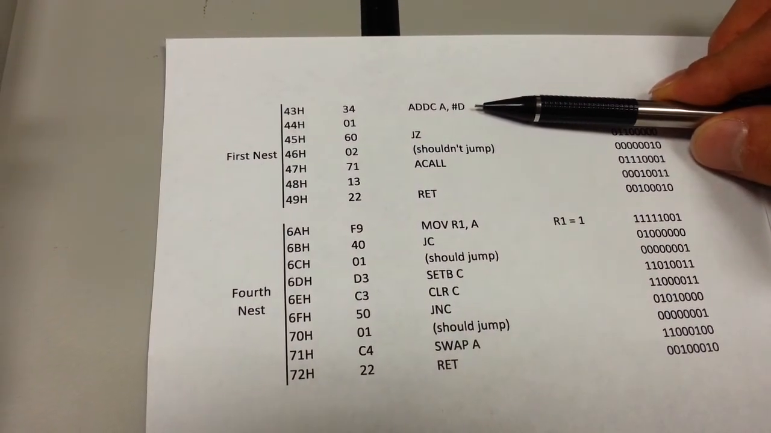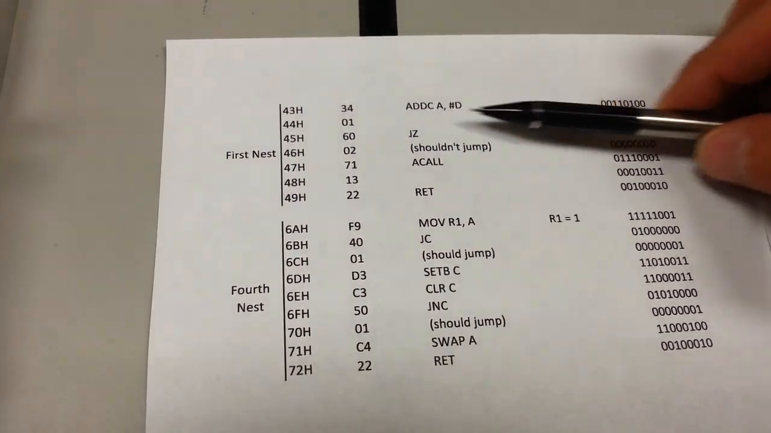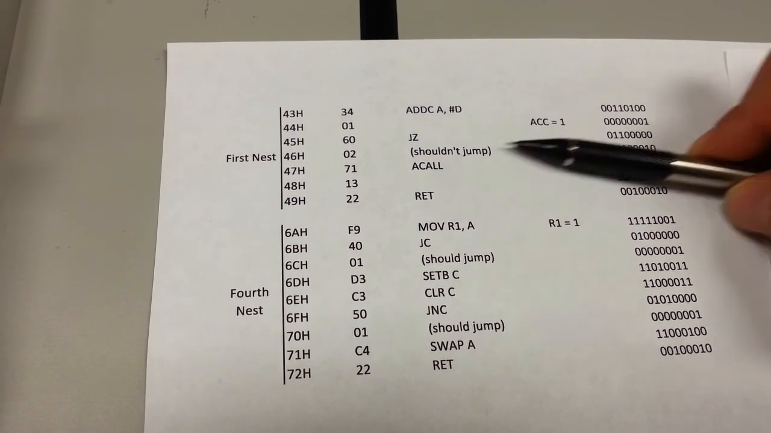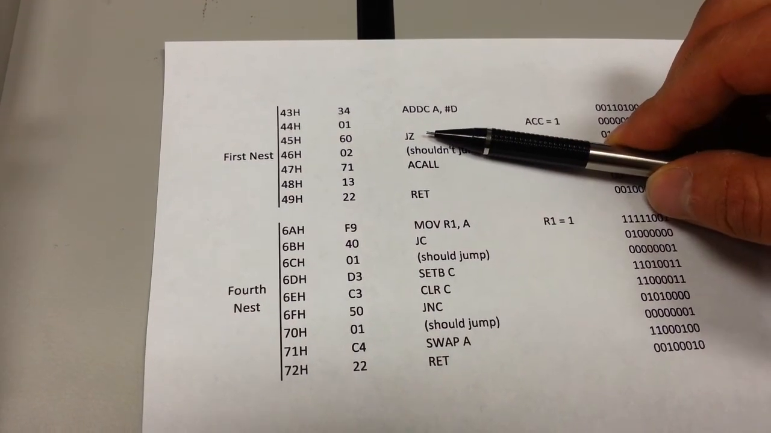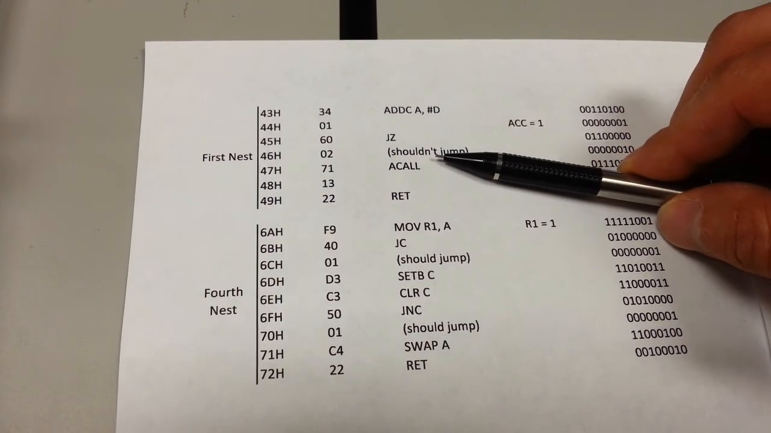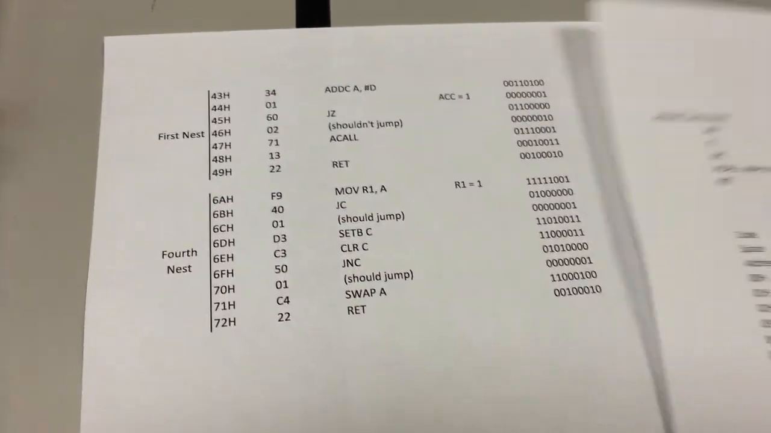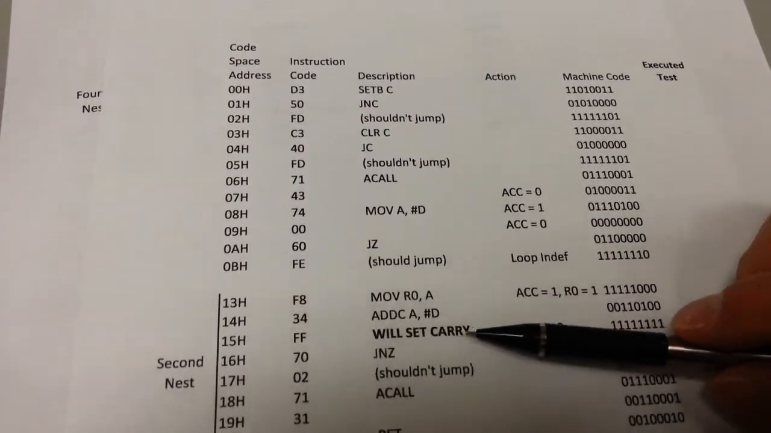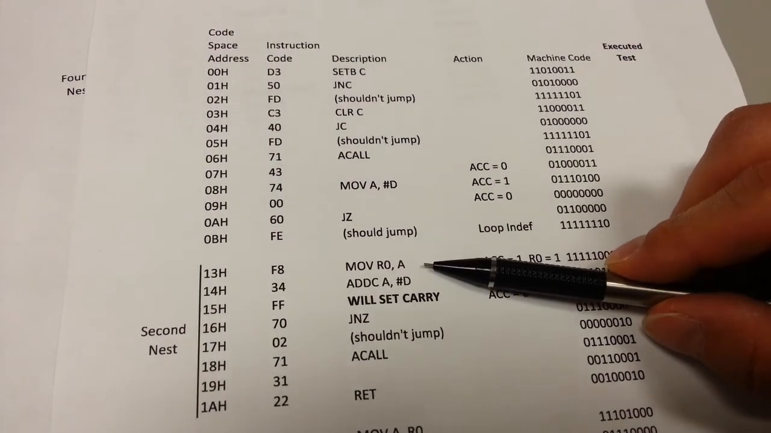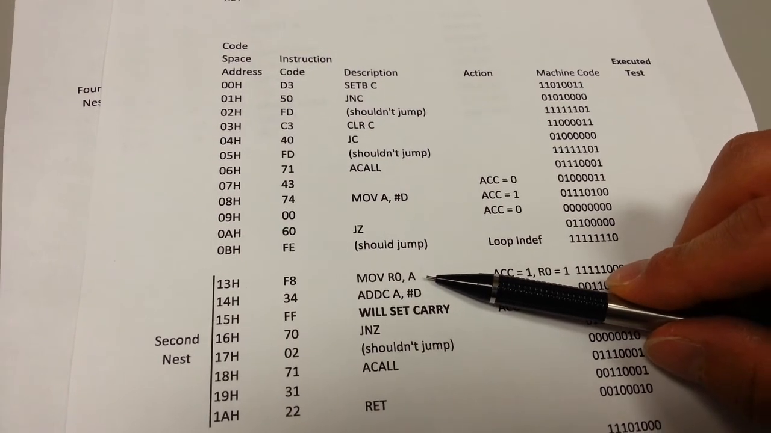We're going to add C. We're going to add 1 to the accumulator, so the accumulator will end up being 1. We're going to test jump if 0. We shouldn't jump because the accumulator is 1. Then we're going to go ACALL again, and we're going to go to line 13. It's the second nest. Line 13, we're going to move the accumulator's value into register 0.